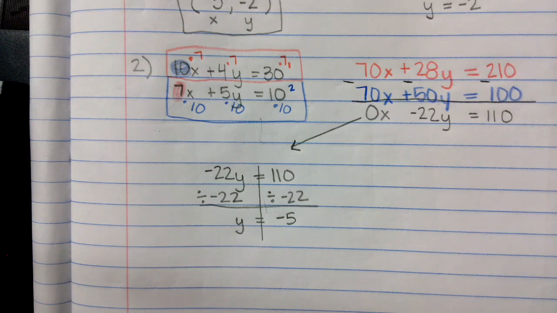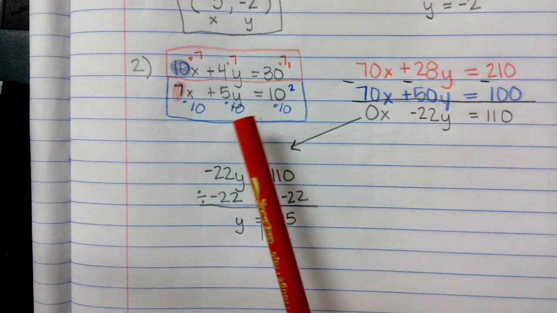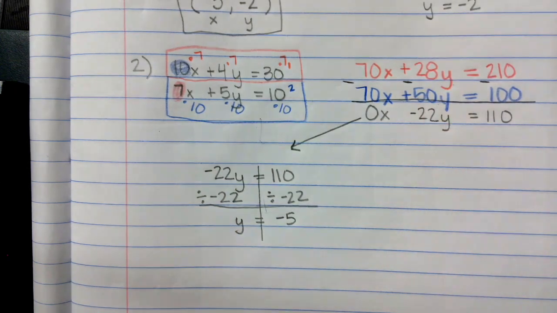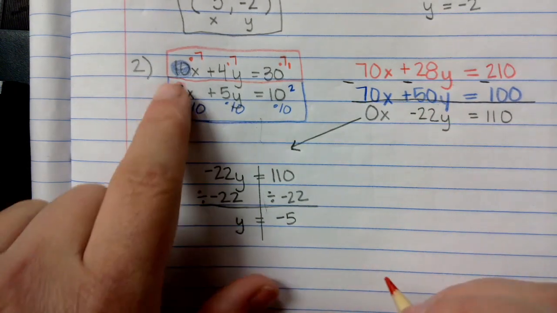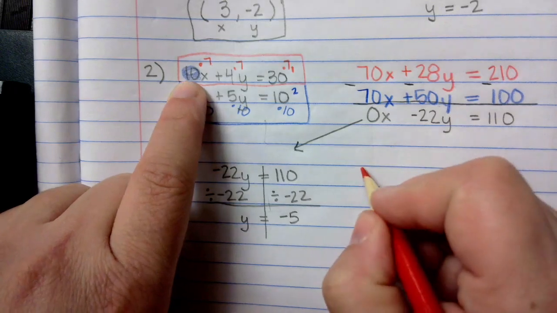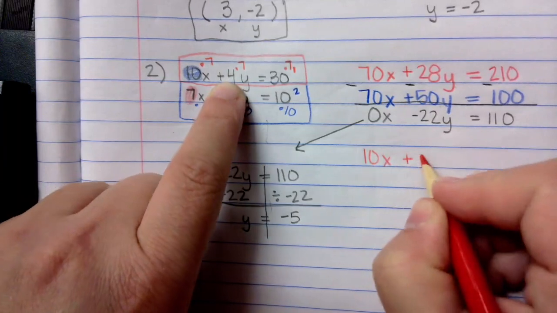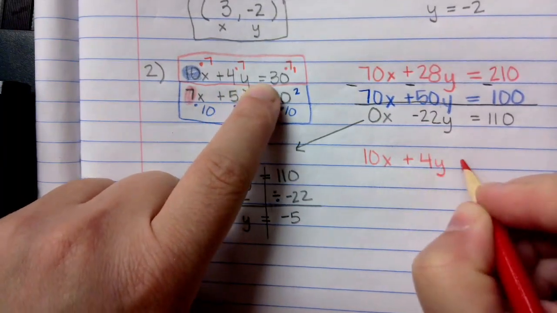All right, so which equation do you guys want to use? Last time we used equation 1. Just kidding, we used equation 2 last time. Do you guys want to use equation 1, equation 2, this top one, or this bottom one? 1. Okay, equation 1. So equation 1 is 10x plus 4y equals 30.